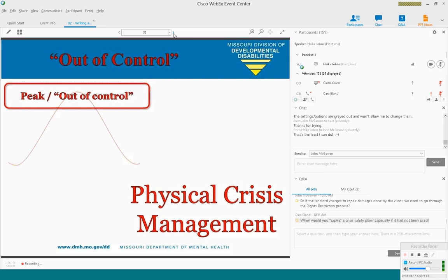So do we have questions at this point about the elements that go into a safety crisis plan, or specific parts like the de-escalation phase and physical crisis management? What do you guys have questions about?